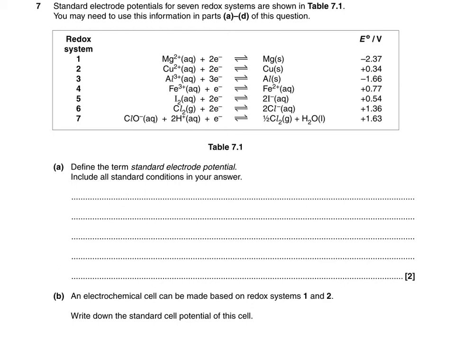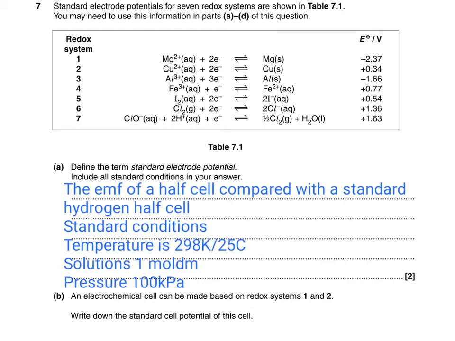So we've got a question on electrode potentials, redox systems on electrode potentials. Define the term standard electrode potential, including all standard conditions in your answer. Sometimes this is put as defining the meaning of standard. This one's a little bit clearer than other questions. So our definition. So this is our definition, along with the standard conditions. Oh, didn't mean to turn it blue, but hey ho.